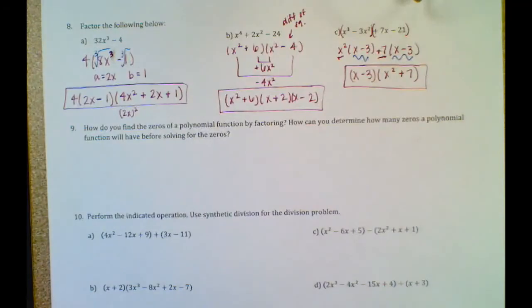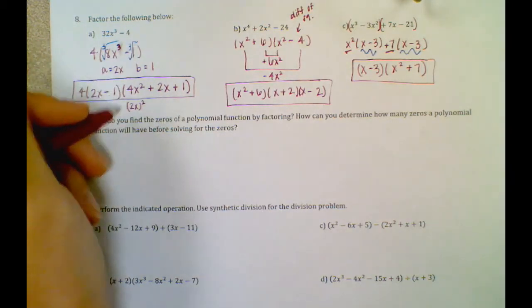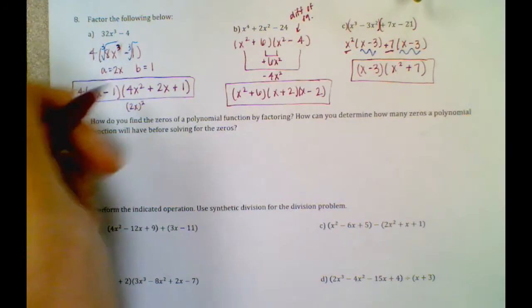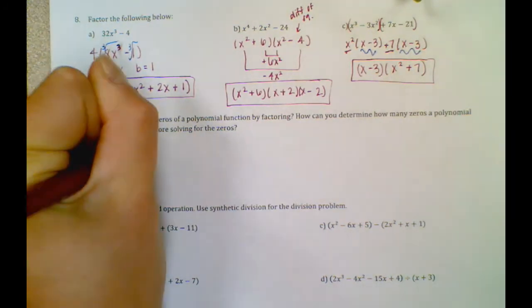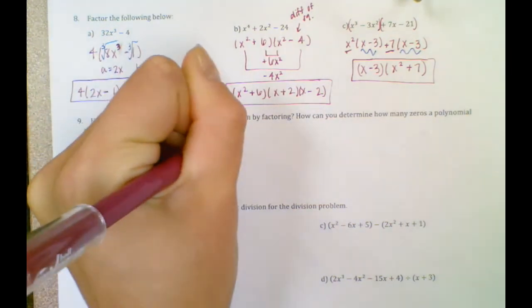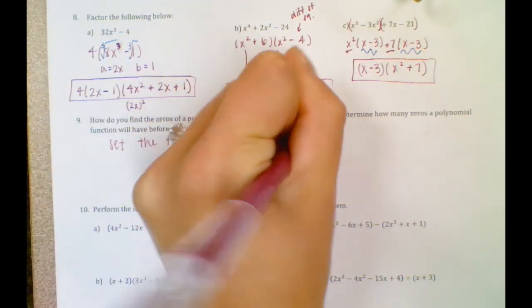Number 9. How do you find the zeros of a polynomial function by factoring? If I factor, how would I find the zeros of these problems? Well, you would just take each of those factors, set them equal to 0, and solve for x.